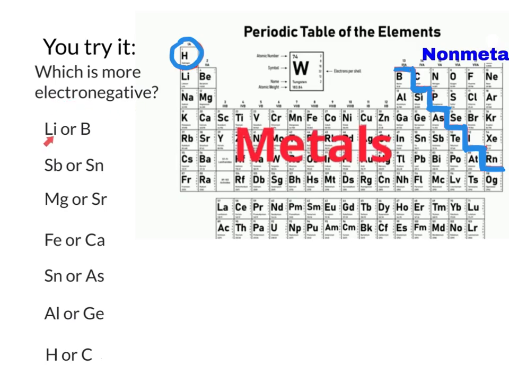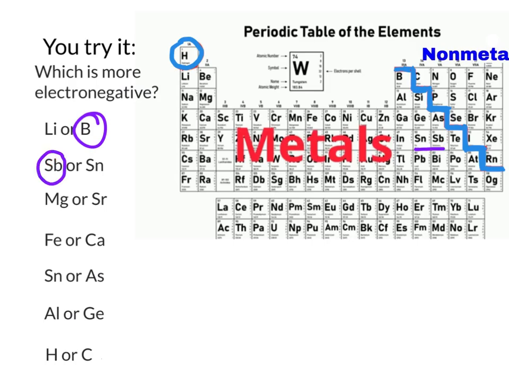So we compare lithium and boron. We look on the periodic table. We see that lithium is to the left of boron. They are in the same row, same period, and so we will know that boron is more electronegative. We look at Sb, which is antimony, and Sn, which is tin. They're right next to each other over here, and we see that the tin is to the left, the antimony is to the right. The ones on the right are more electronegative, so antimony is more electronegative.